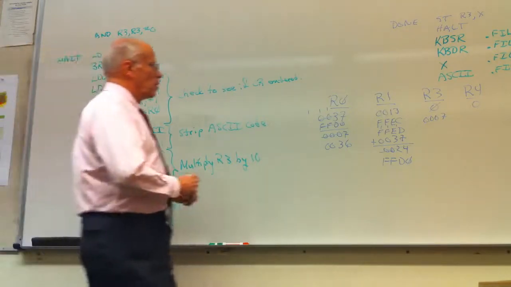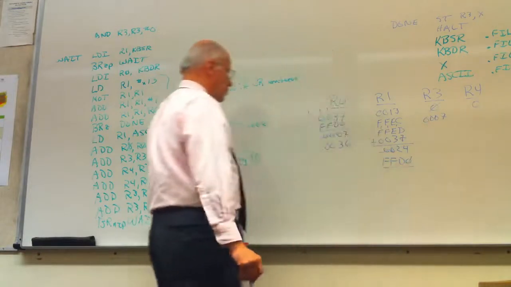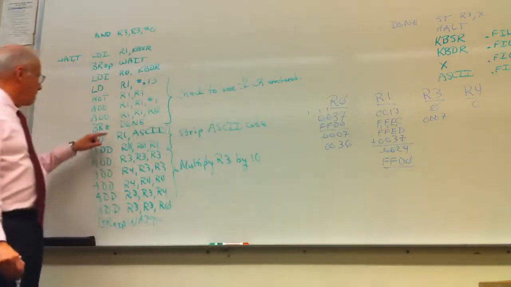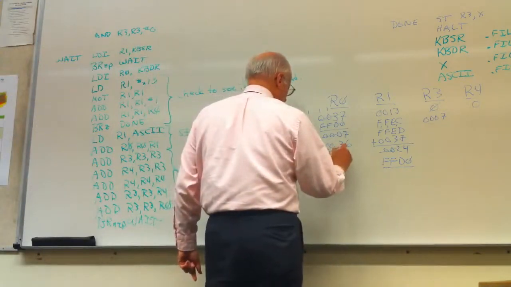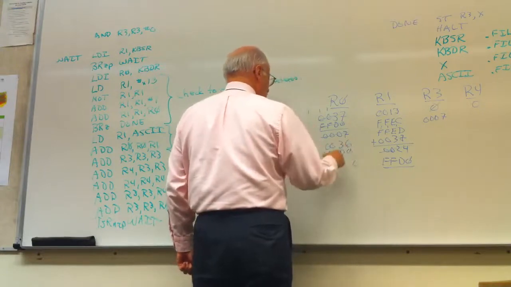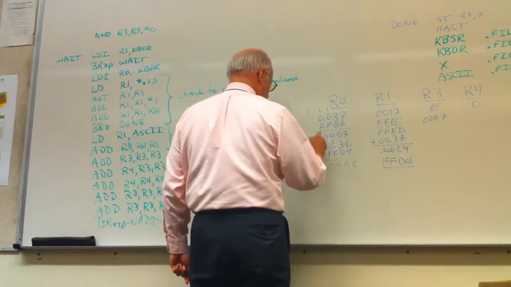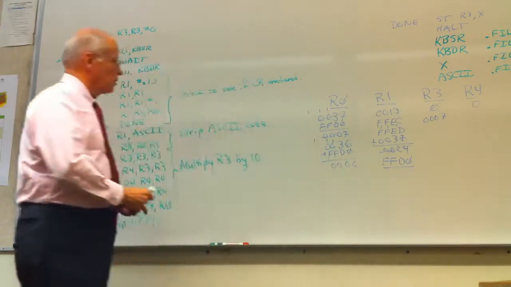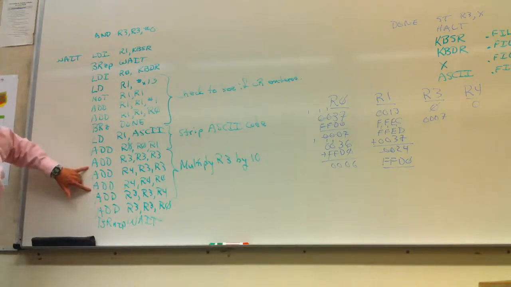I load register 1 from this ASCII location, which is FFD0. Add that on to register 1. FFD0, 6, 13 and 3 is 16, 1, 1, and the 1 gets lost, and there's my 6. Okay, so now I've got my digits. Now we go through this process.